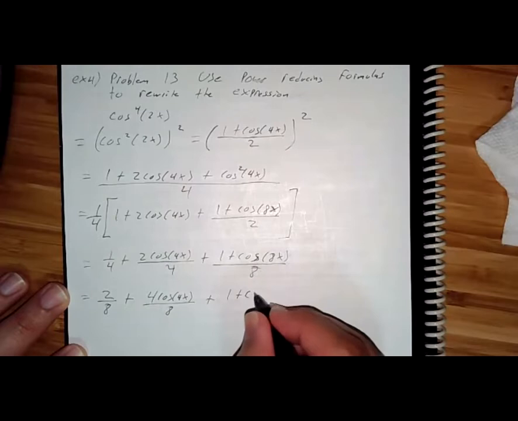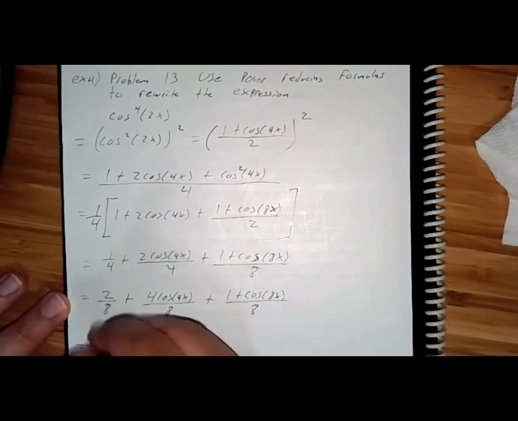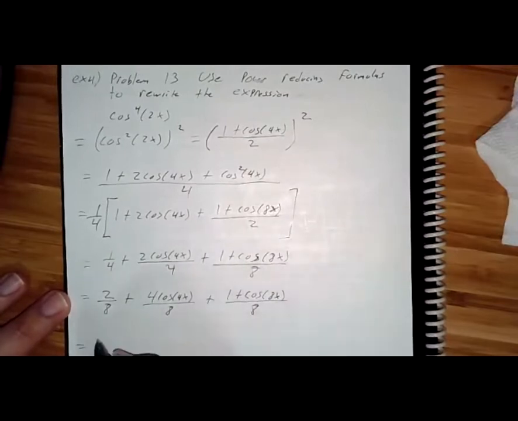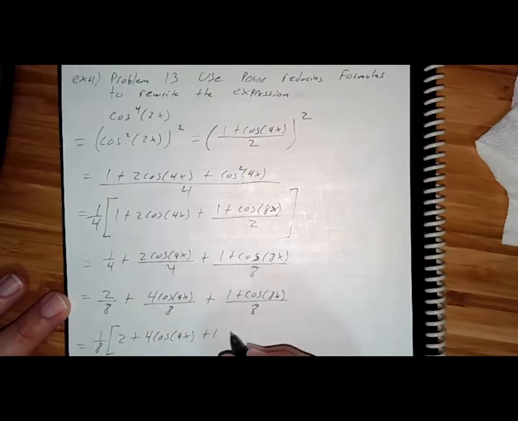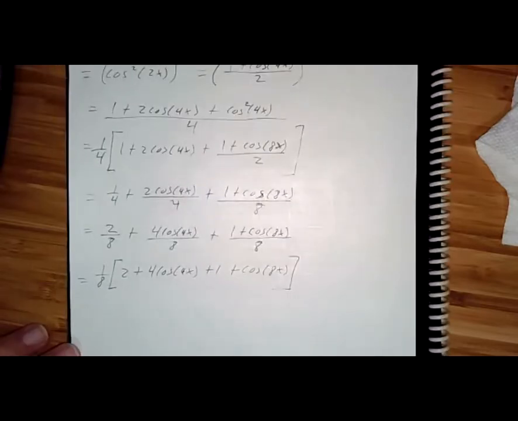Now I can put them all in one fraction. This part is not necessary. This is just algebra, right? If I factor an eighth in front, or put them all over 8, you will get 2 plus 4 cosine plus 1 plus cosine 8x. This is as pretty as it's gonna get. Let's see here. Actually, 1 plus 2 is 3. Forgot about that.